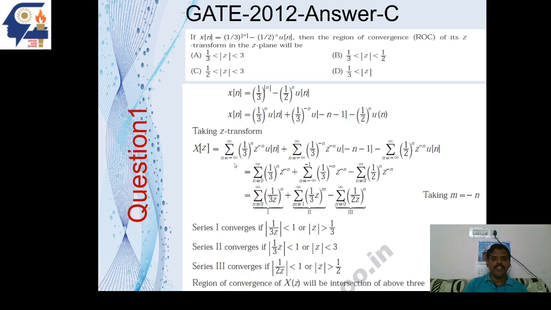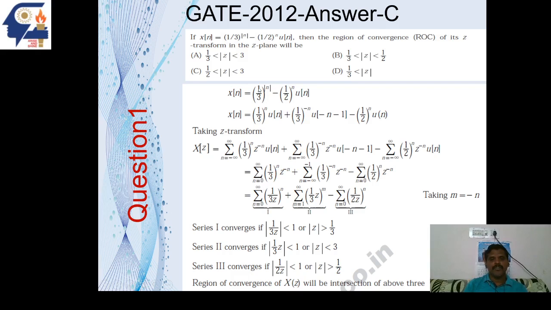The z transform of any signal is the summation from n equal to minus infinity to plus infinity of x of n z power minus n. First one, second one, n equal to minus infinity to plus infinity of (1/3)^|n| z^(-n). This is the general formula. Because it is u of n, n varies from 0 to infinity. That's why I skipped this step.